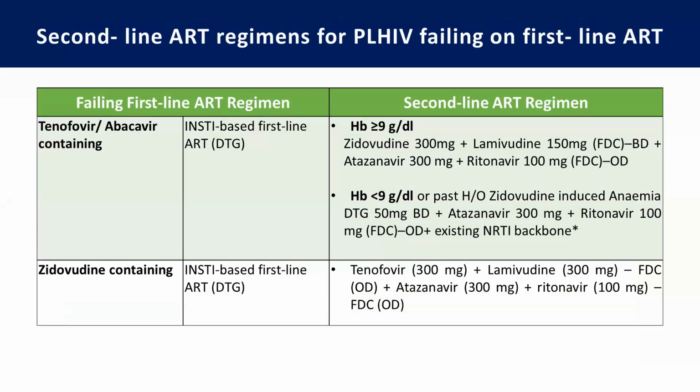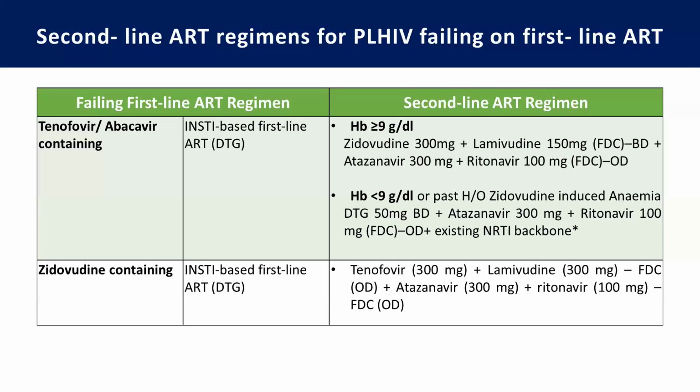Coming to second line regimens for PLHIV failing on first line. If we understand these basic flow charts, then it becomes very easy. And you will realize why it is important to send a hemoglobin report when you are doing a referral. Many times the hemoglobin report is not there, creatinine is not there. So in the second line, when I want to use a zidovudine-based regimen, if the hemoglobin report is not sent by the center, then again we have to go back to that ART center and ask for it again. So there's a delay in the switching of the regimen. That is why, if you understand these concepts, you will also do proper SACEP referral.